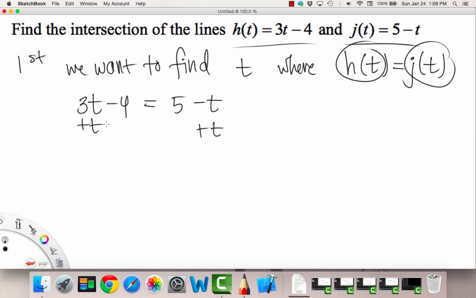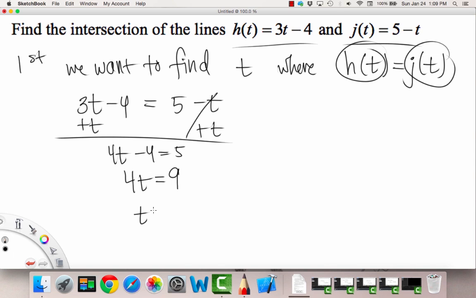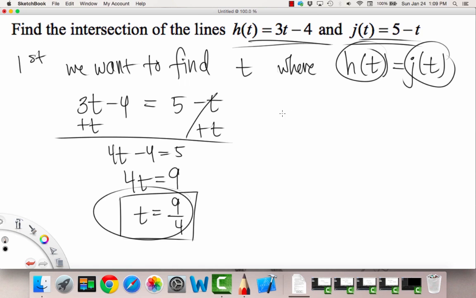So I'm going to add this t over to the left side. So we get 4t minus 4 is equal to 5. So 4t is equal to 9 when we add the 4 to the right side. And then finally we have t is equal to 9 over 4. So this isn't the intersection point because it's only one coordinate of it, but we could find the y coordinate by simply plugging this into one of the equations. And it doesn't matter which equation you plug it into because at this t value, we're going to have the same value of both of our functions at the same time.